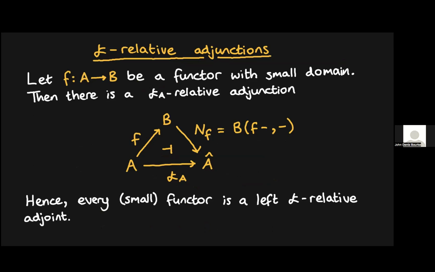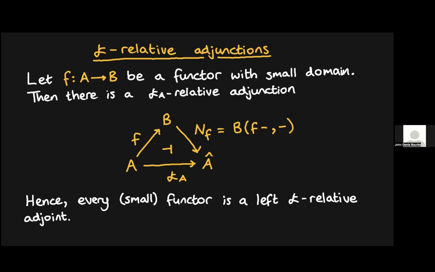To do this, we're going to make the following observation. If we take any functor with small domain, which we'll call F, then it turns out that there's a relative adjunction, an adjunction relative to the Yoneda embedding, which I'm denoting by yo here. So we have this relative adjunction where the left adjoint is given by F, and the right adjoint is given by the nerve of F. By the nerve of F, I mean the restricted Yoneda embedding, so precomposing the Yoneda embedding with F. And this is very easy to prove. It's essentially just the Yoneda lemma.